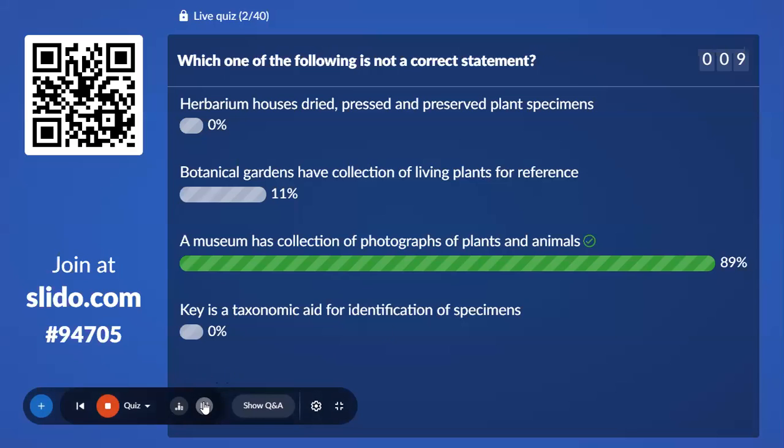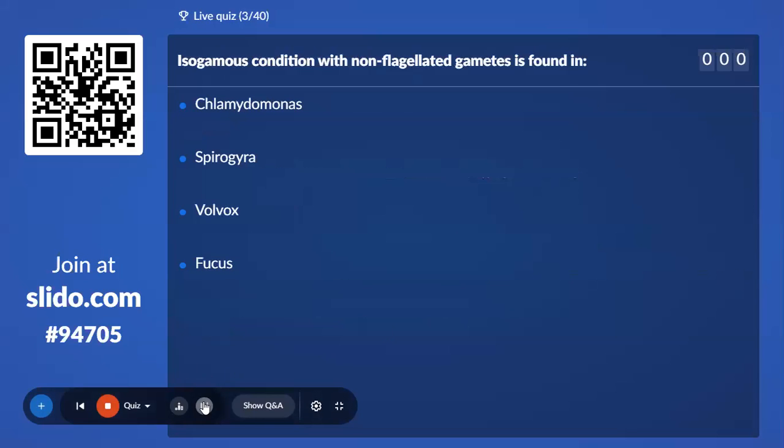Let's have the question number 3 on the screen. Simple question again from the chapter Plant Kingdom. Isogamous condition with non-flagellated gametes is found in option A, Chlamydomonas, option B, Spirogyra, option C, Volvox, and option D, Fucus. Simple question. Answer for the question in 10 seconds.